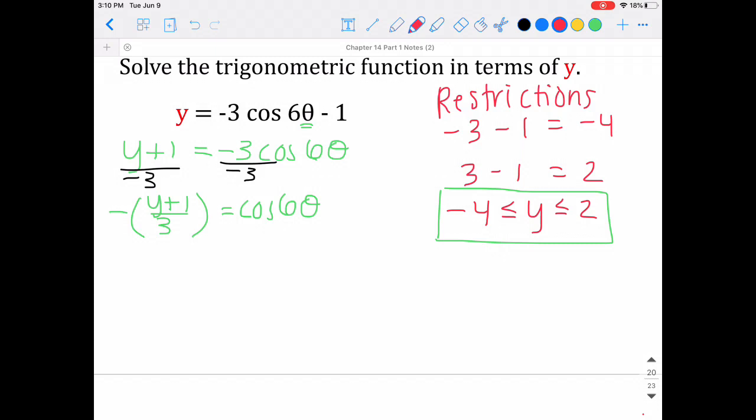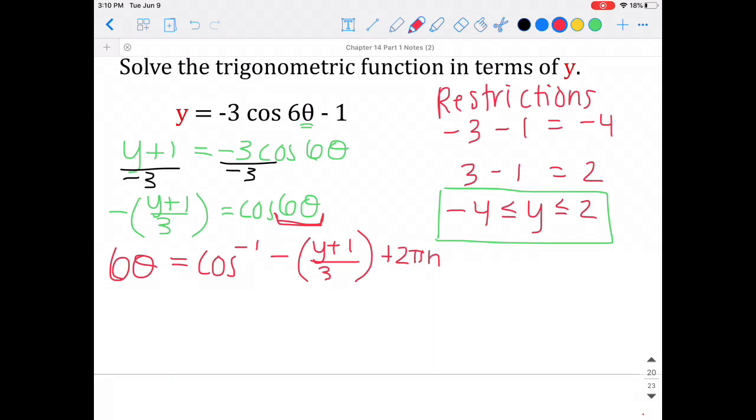Next, remember, we're multiplying our angle by 6, so we have to get rid of the cosine first. So when we solve for 6 theta, we're going to have inverse cosine of negative (y plus 1) over 3. And to make sure that we're finding all the complete solutions, we're going to add 2 pi n to the end of this equation. Next step, to get theta by itself, we're going to divide both sides by 6.